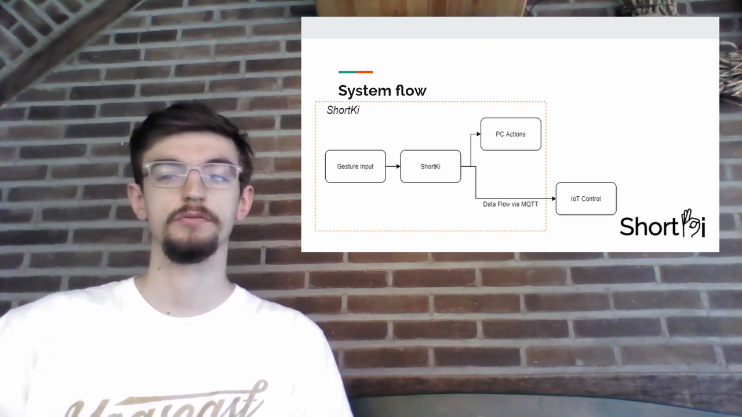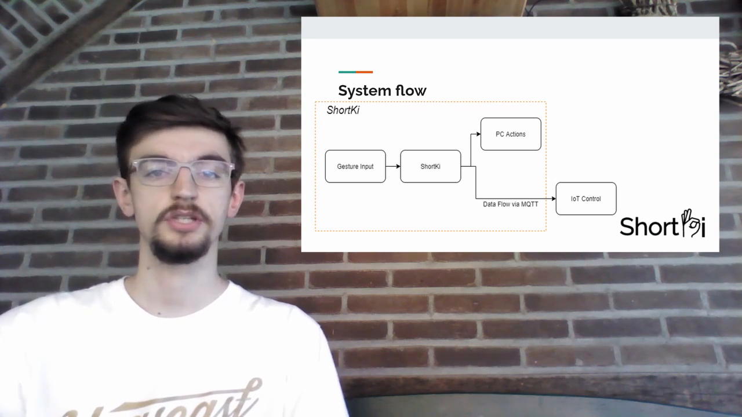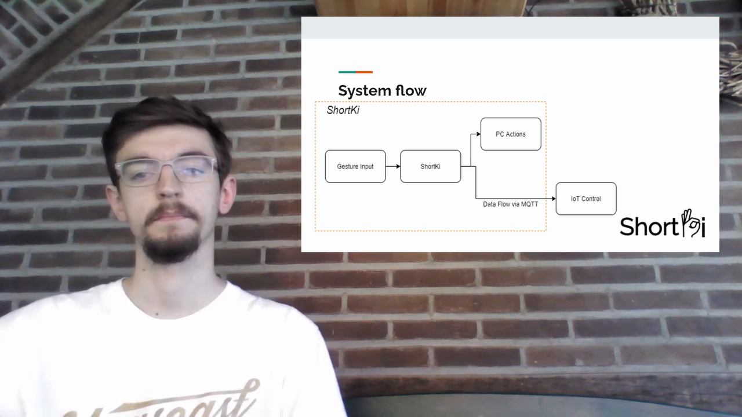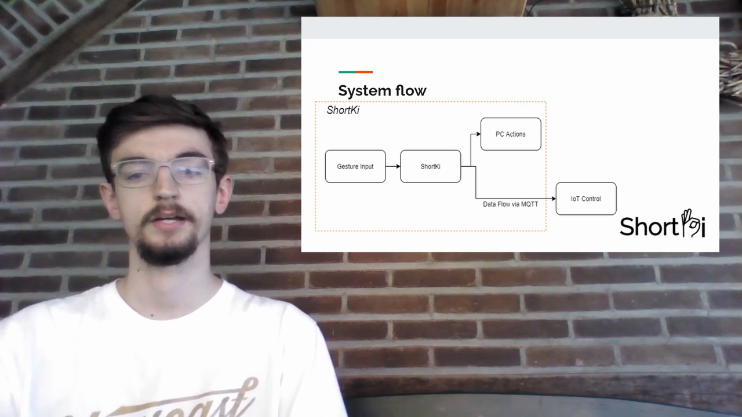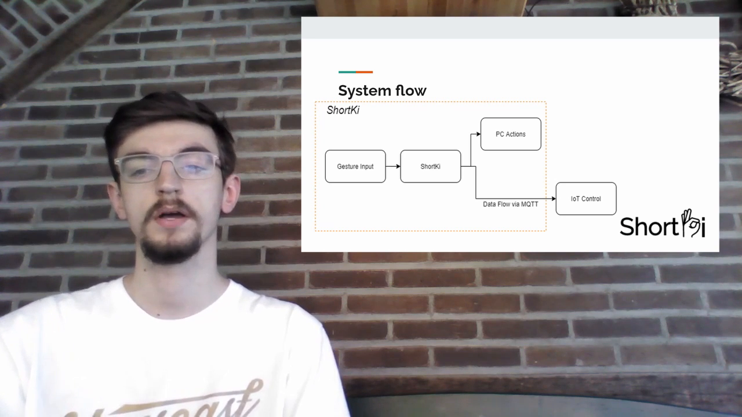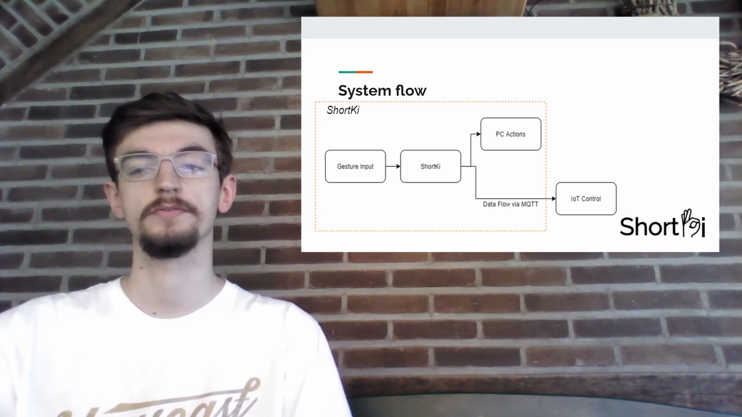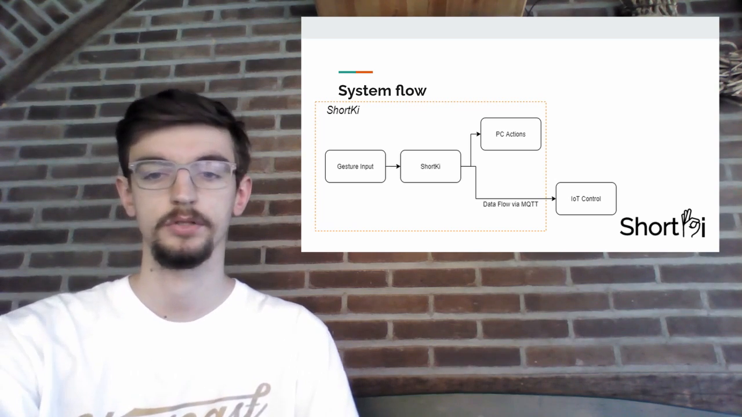The main feature of ShortKi, which we are going to demo, is the PC ShortKi ability. But ShortKi also has IoT data support. In combination with systems such as Home Assistant, IFTTT, or Philips Home, you can easily link gestures with your home systems, such as lights, doors, windows, you name it.